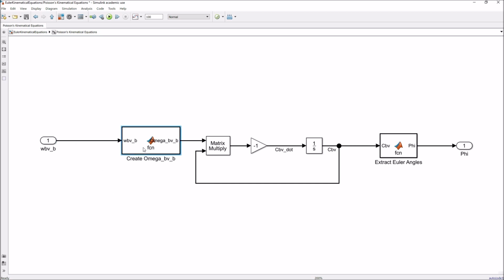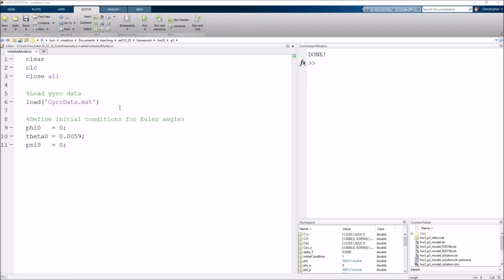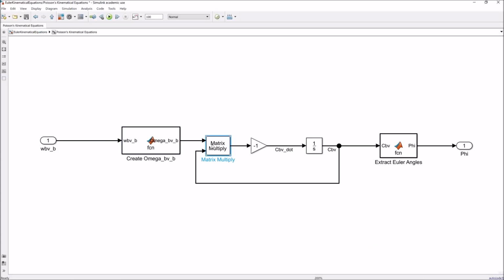The first thing we do in here is create that capital omega b with respect to v block. If you look at it, it's pretty simple. All you have to do is build that 3x3 matrix that we had on the board, which is the matrix version of the angular velocity vector. Then we matrix multiply it by CBV, and I take the minus 1 into account here. That gets us a slightly different location than we had drawn on the board, but it really doesn't matter.